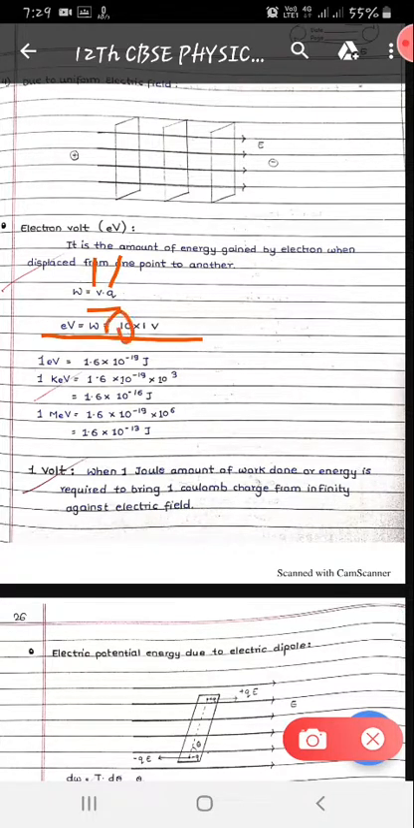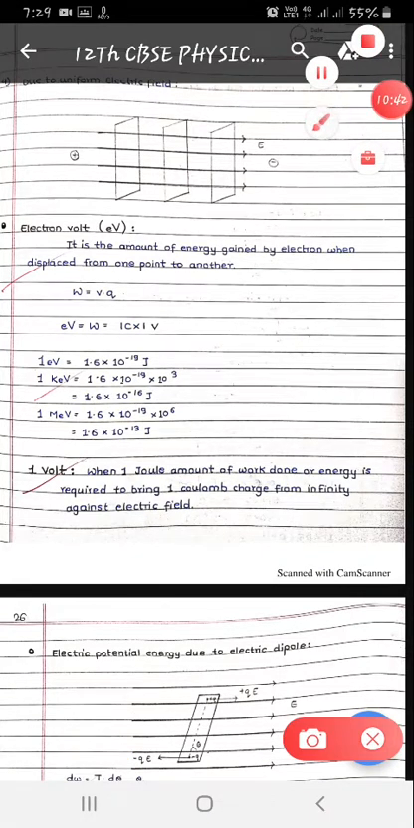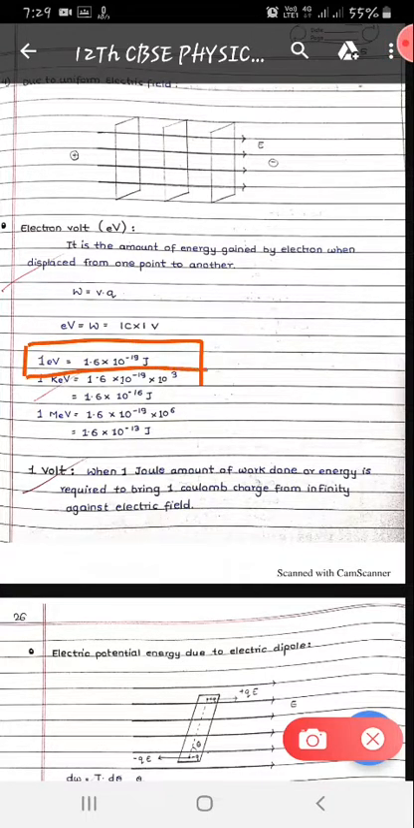But we know that 1 coulomb is 1.6 into 10 raised to minus 19 joule per volt, isn't it? Now if you concentrate on this step, 1 electron volt will be 1.6 into 10 raised to minus 19 joule, because this is energy and it is calculated in joule only. So my dear students, do remember this formula: 1 electron volt is always equivalent to 1.6 into 10 raised to minus 19 joule.